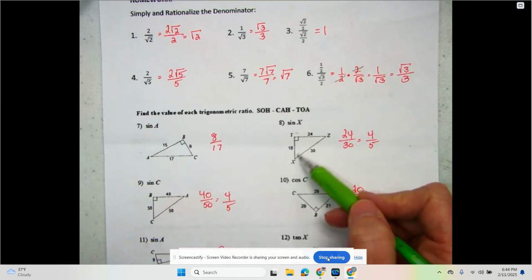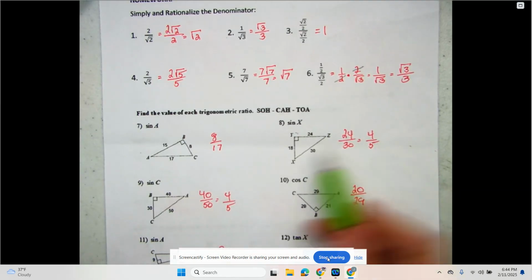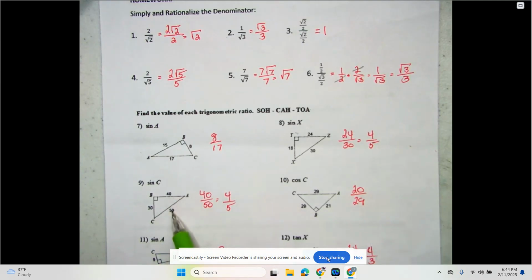Number 7, the sine of A is opposite over hypotenuse, 8 over 17. The sine of X, opposite over hypotenuse, 24 over 30, which reduces to 4 over 5. The sine of C, opposite over hypotenuse, 40 over 50, 4/5. Cosine of C is adjacent over hypotenuse, 20 over 29.